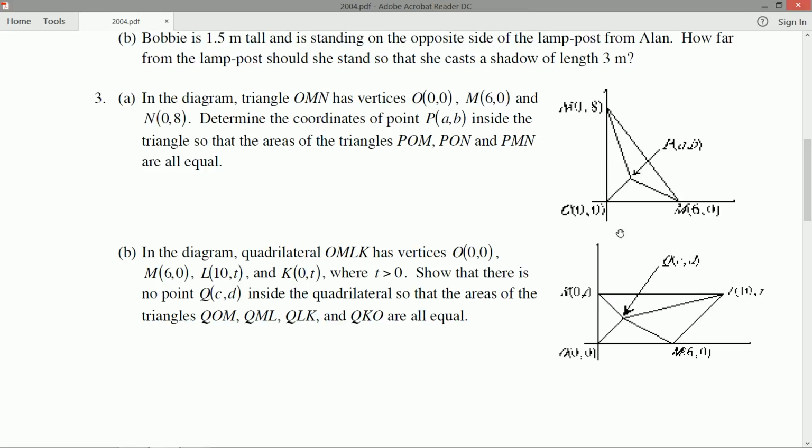Well, not only is this a quadrilateral, since both K and L are at height T, this is actually a trapezoid. So we can figure out this area in terms of T, because it's got a base of 10, a top part of 6, and height T, so it should be 8T, I believe, is our total area. Each of these triangles would have to be 2T. As for showing that there's no point C, D, what are we to do?